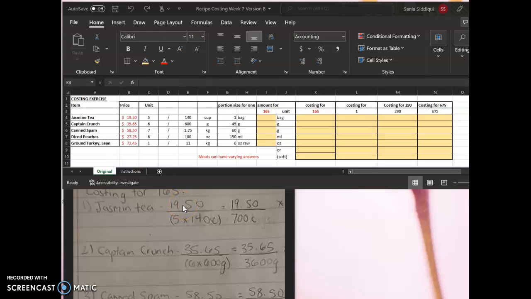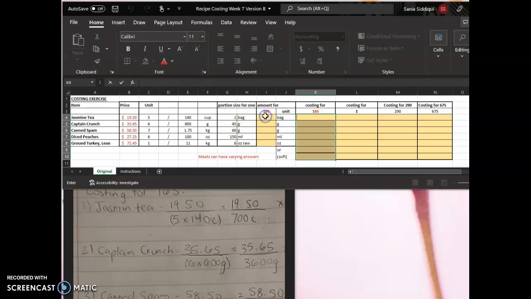Hi everyone, today I will be teaching you recipe costing for 5 different menu items. To begin, we must first figure out how much we actually need of each item for 165 portions. Right now we have been given the portion size for 1. In order to quantify this, we will take the portion size for 1 and multiply it by 165.